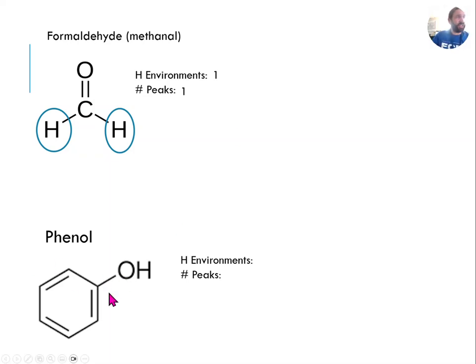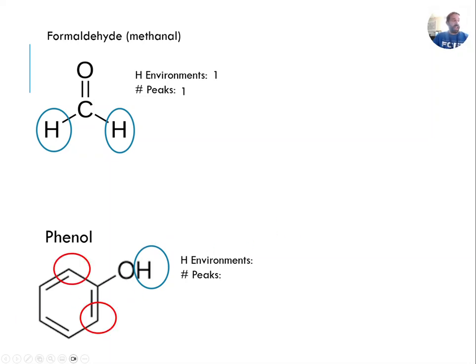Now, phenol is just a phenyl group bonded to a hydroxyl group. Now, because we have oxygen on one end, it completely throws off any symmetry. Now, remember, there's one hydrogen atom bonded to each of those. So the hydrogen that's bonded to the oxygen is in its own environment.